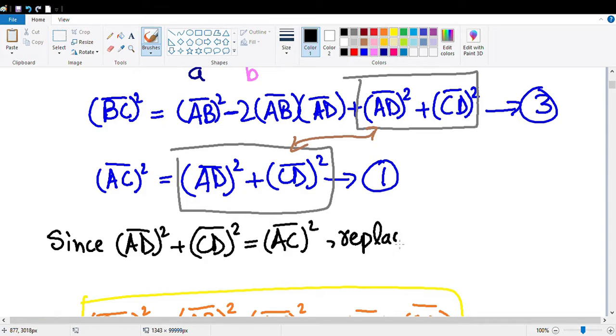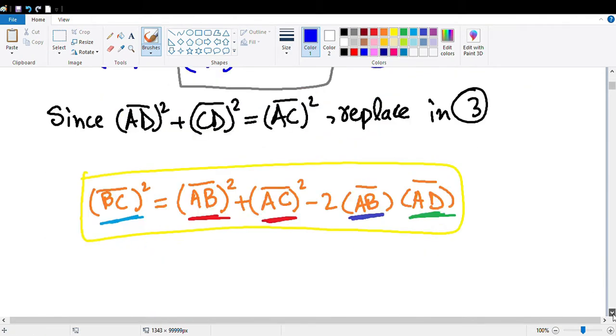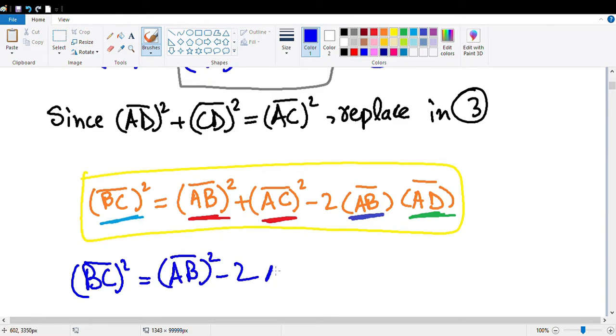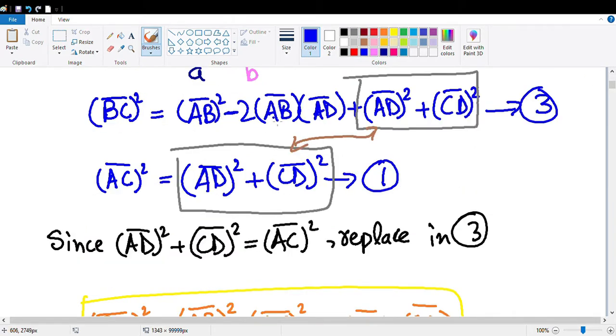replace it in equation number 3. So, let's just write equation number 3 down here. Equation number 3 is BC square is equal to AB square minus 2AB into AD, and BC square we have down there.